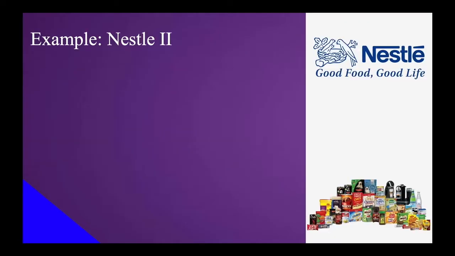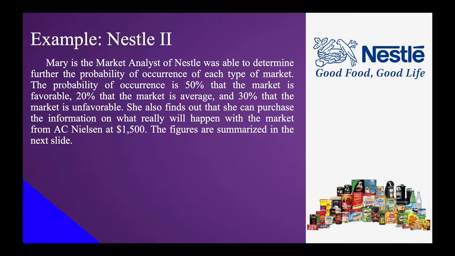So, let's have our example regarding the Nestle ulit. This will be our second example regarding Nestle. The first one was applied in model number 1, which is decision making under uncertainty. Here, we will apply the Nestle problem in decision making under risk. Okay? So, we have here Mary, the market analyst of Nestle.